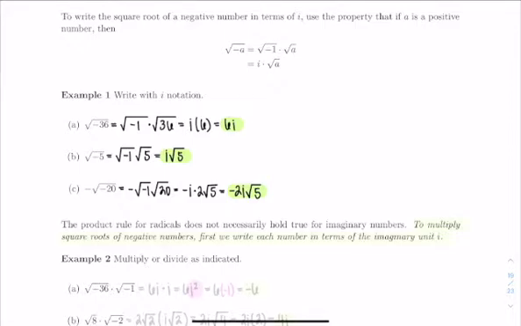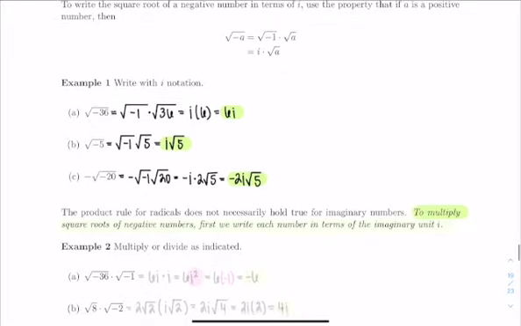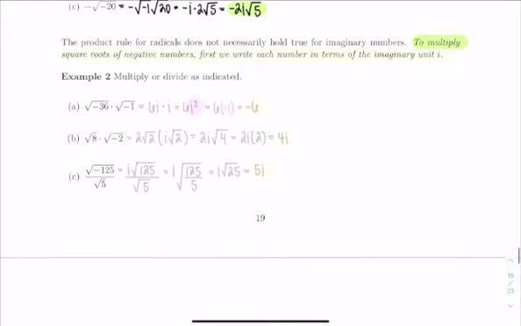The product rule for radicals does not necessarily hold true for imaginary numbers. To multiply square roots of negative numbers, first we write each number in terms of the imaginary unit i. Once we've done that, then we can proceed as normal. So let's go ahead and do some multiplication and division.